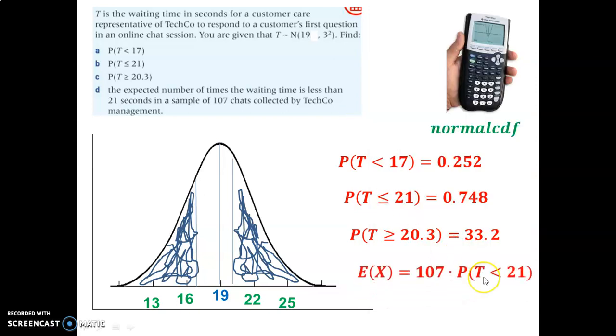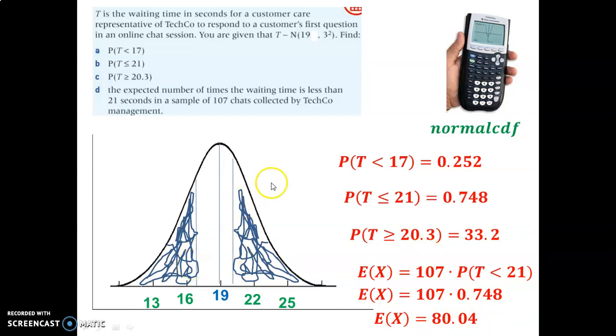Okay, finally, we're looking for expected value, and the expected value says we're going to run this with a sample of 107 chats. So let's say they looked at 107 chat sessions through this tech support, and we're looking for a waiting time of less than 21. So we already know the probability of less than 21. We found it right here. If you remember expected value, you just do the number of trials times the probability. So we found the probability to be 0.748. We're doing 107 trials, multiply those. So of 107 calls, you would expect about 80 of them to be 21 seconds or less waiting time.